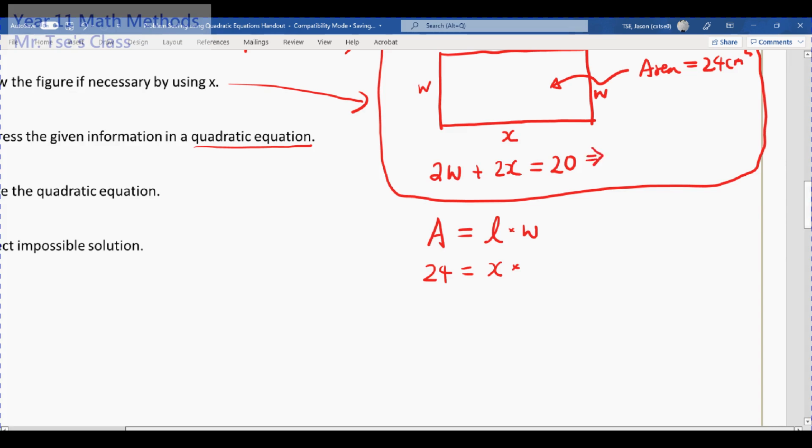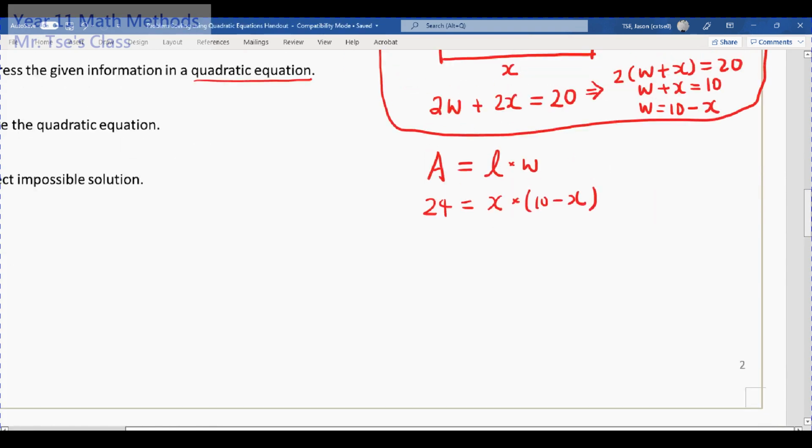From this equation, we can see if 2w plus 2x equals 20, then that means 2 times w plus x. So we do a little bit of taking out common factor. And if I divide 2 on both sides, then w plus x equals 20 divided by 2, which is 10. Can we express that w in terms of x? Yes, that's just 10 minus x. So that means we can express our w in terms of x. So right now it's a quadratic equation in one variable.